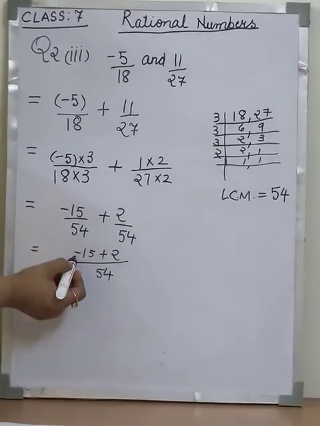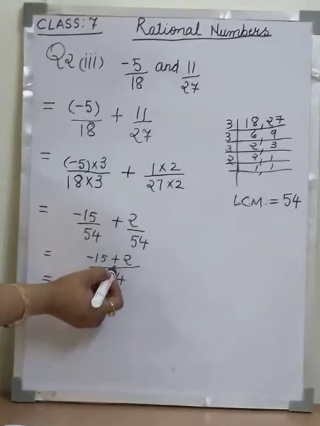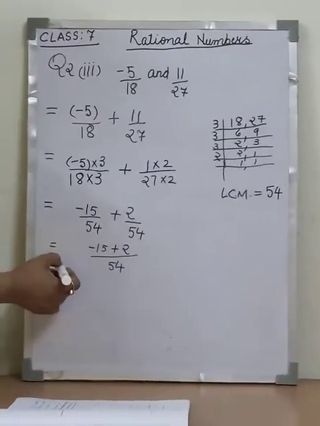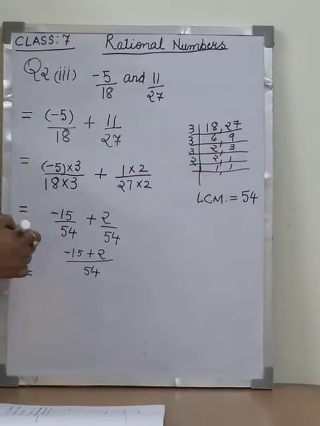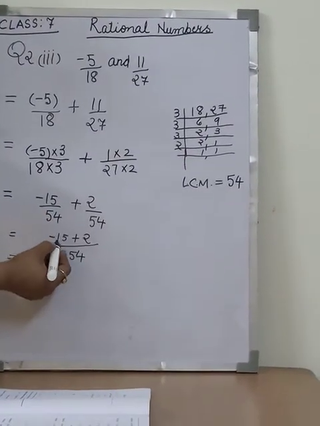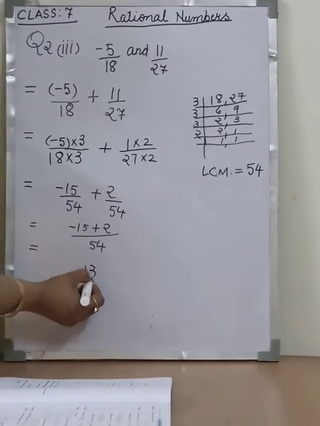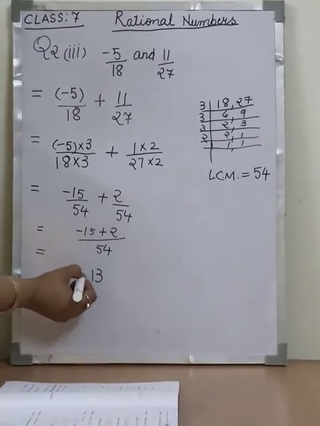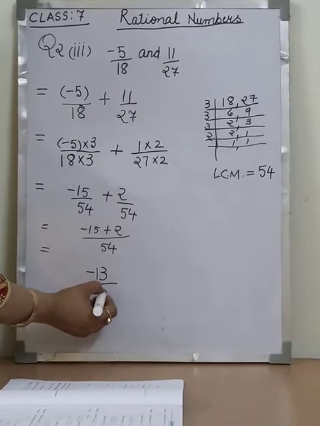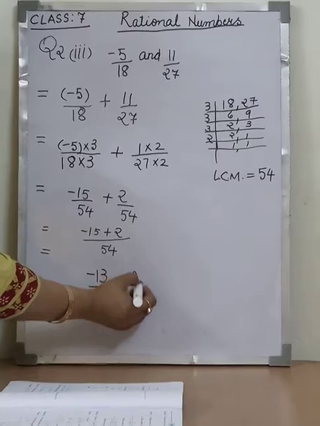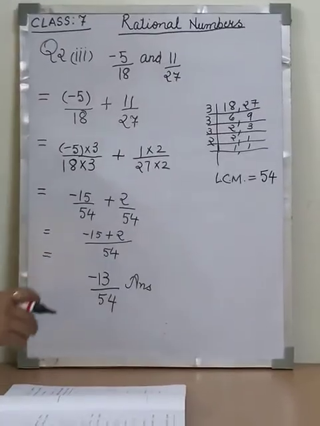Now 15 is having negative sign, 2 is having positive sign, two different signs. That means we need to subtract them. After subtracting, we always put the sign of the number which has greater value. So minus 15 plus 2 will give you 13. 15 has a greater value, so we write negative sign, minus 13 upon 54. It's a proper fraction, so we leave the answer this way.